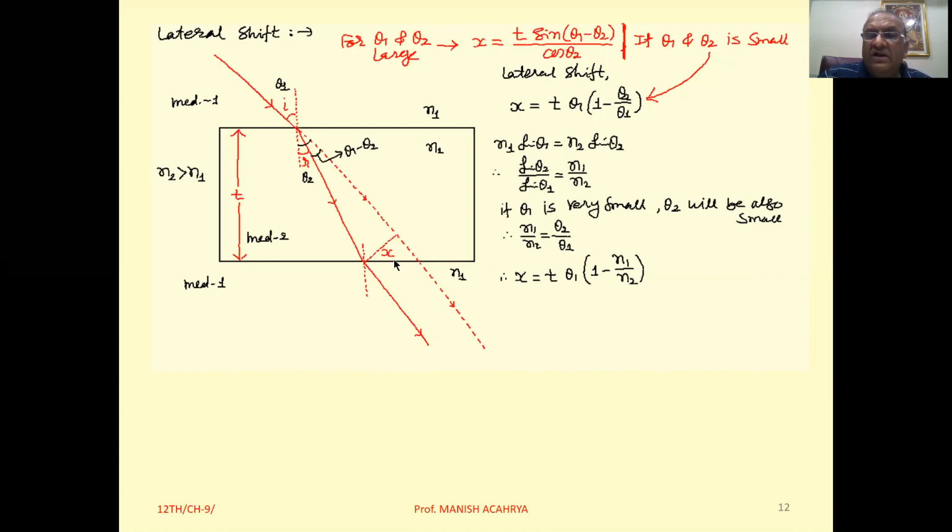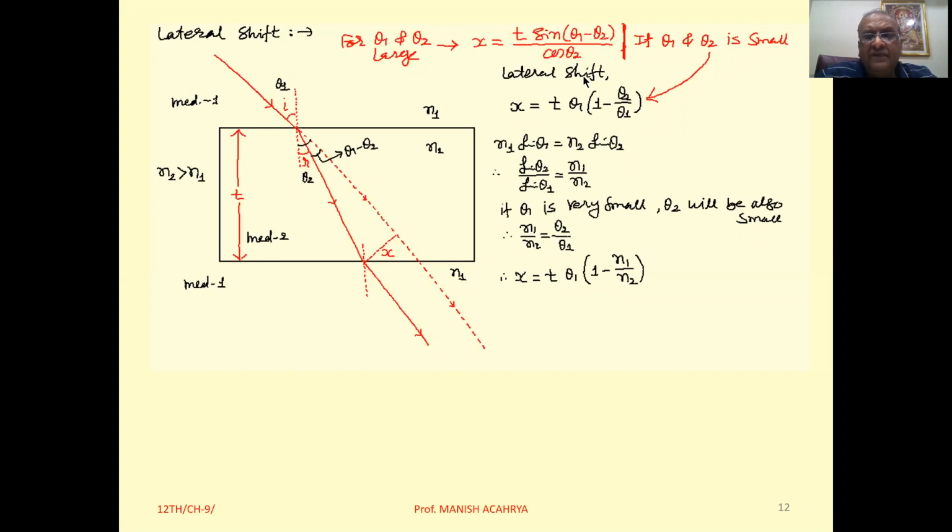That is called lateral shift. Clear to all? Now here suppose the thickness of this medium number 2 is t. So this lateral shift x, for large theta 1 and theta 2, can be given by the equation x equal to t sin(theta 1 minus theta 2) upon cos theta 2.